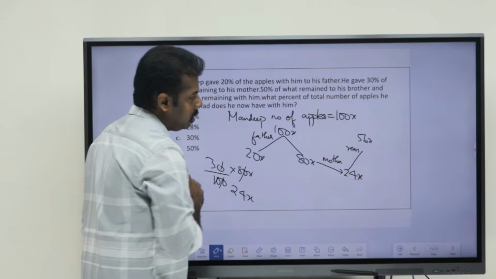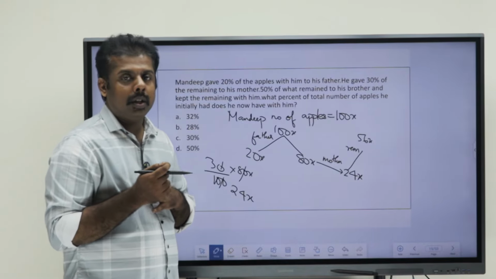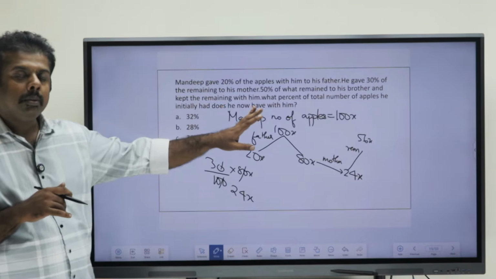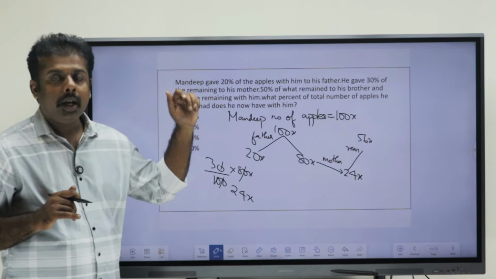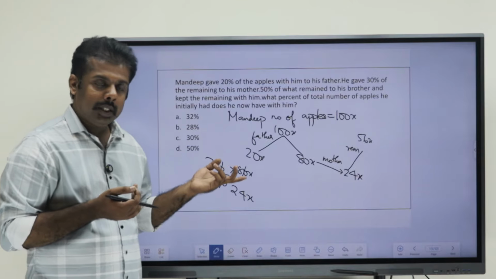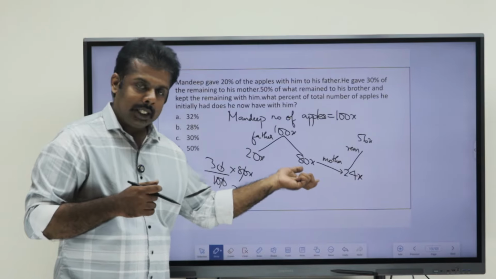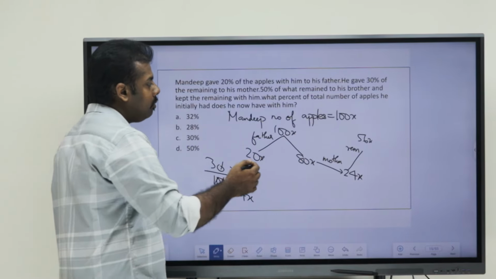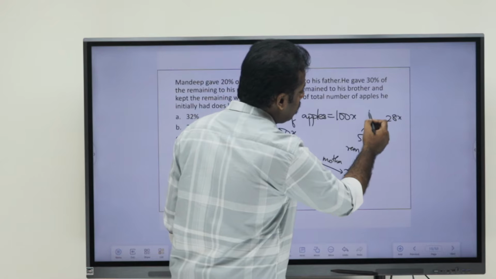Okay. Now the last point says that 50% of what remained went to his brother. Now what is remaining with him after giving to his mother? Out of that, 50% he has given directly to his brother. So 50%, as we saw, is half of the value that is remaining. So 50% of 56x has to be half of 56x, that is 28x. So he has given this to his brother.